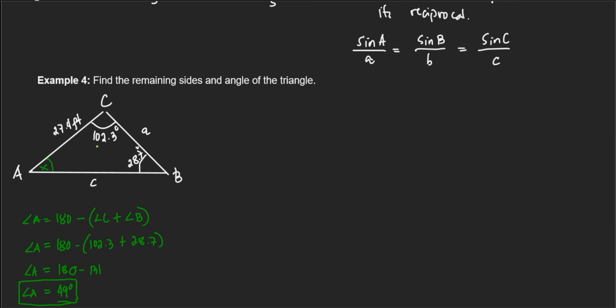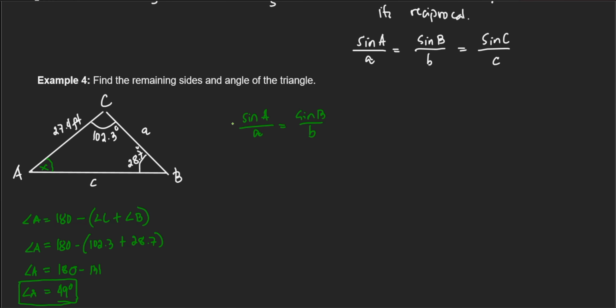Okay? Now, since na-solve na po natin yung angle A, then proceed tayo sa side a. Now, we can use this formula. So, first, we have sine A over a is equal to sine B over b. Now, solve natin.